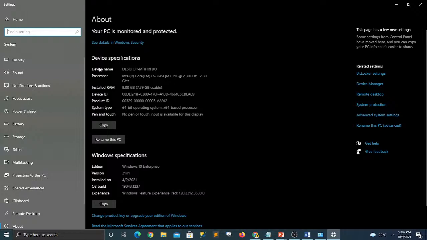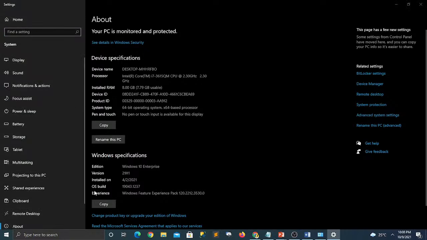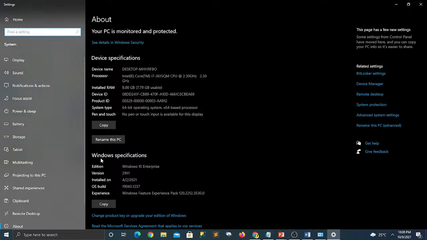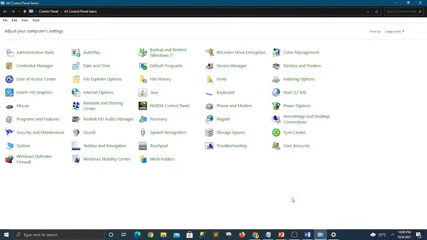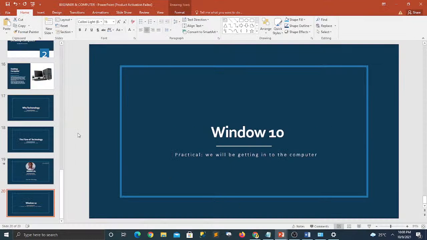Up here we have the device name. We have the processor that the machine runs on. Here we have the RAM installed within the computer. Here we have the device ID, the product ID, the system type, and the pen and touch. All of this information, when you have a computer, you need to be inspecting.